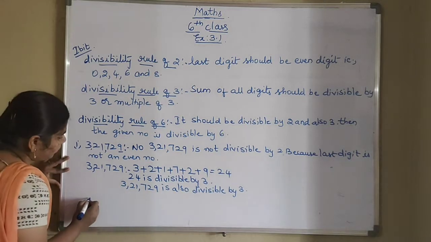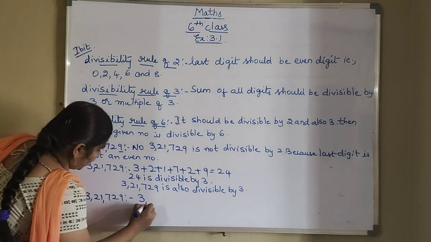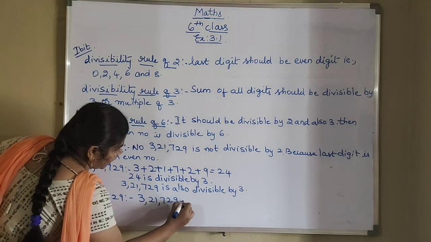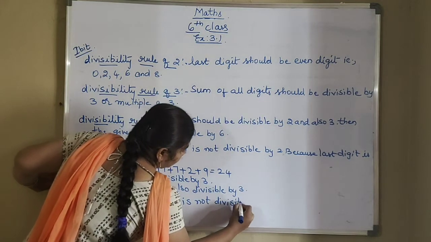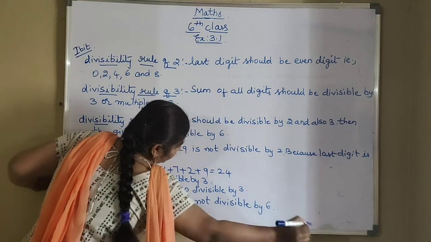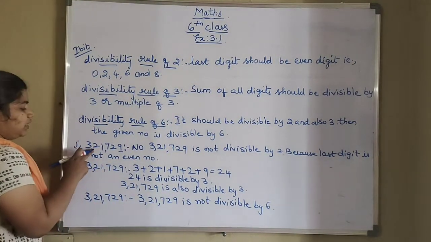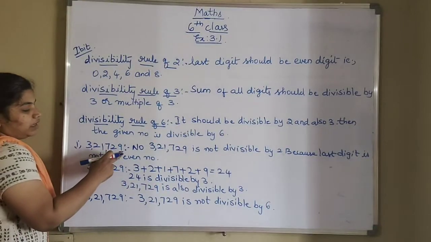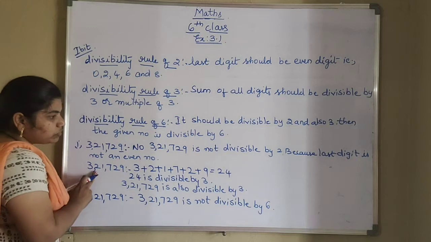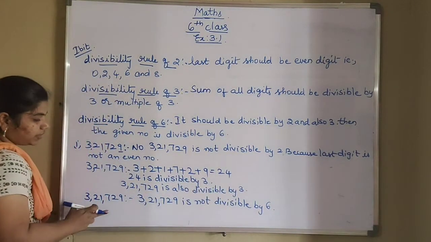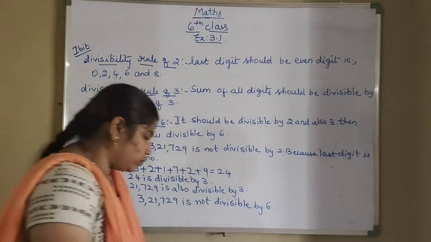So we can say 3,21,729 is not divisible by 6. Okay, so this is our first one, 3,21,729. In the case of the divisibility rule of 2, it is not satisfied. In the case of the divisibility rule of 3, it is satisfied. But in the case of the divisibility rule of 6, it is not satisfied. Okay, next one.